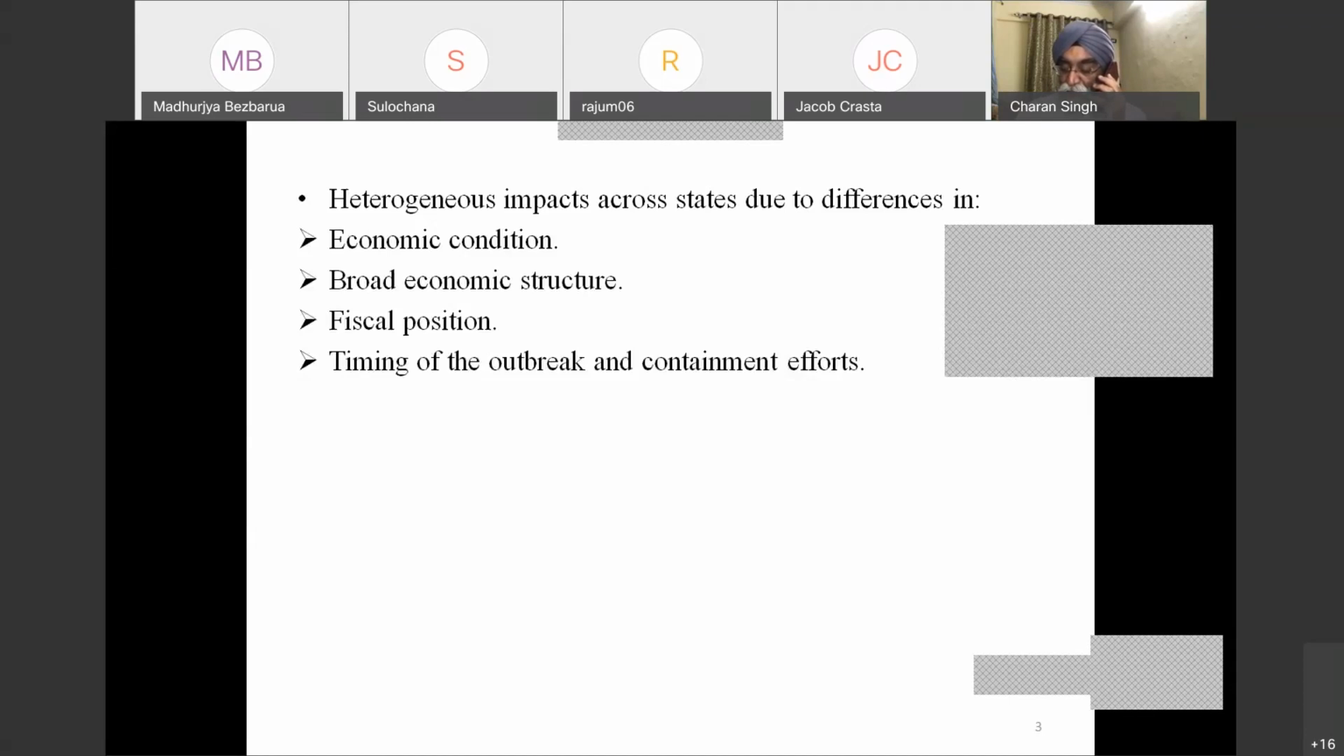Likewise, all the states are not affected by the pandemic at the same time. For example, in the state of Assam, the outbreak happened quite late, on the last day of March, I think. So the states which got a late outbreak could have some time to make preparations and build some health infrastructure, and thus they could be better prepared, and they are expected to be in a better position to fight the pandemic and have an early recovery.